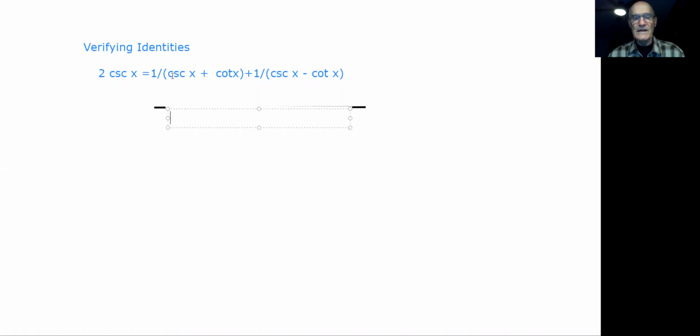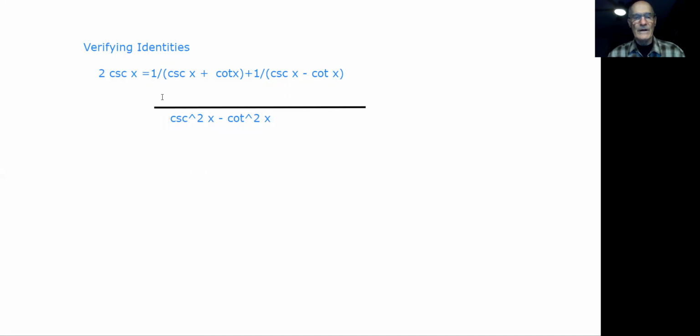Now you remember, anytime you see something like cosecant x plus cotangent x and cosecant x minus cotangent x, that's the difference of squares factoring. So what we're going to end up with on the bottom here is cosecant squared x minus cotangent squared x. Okay, that's what the bottom is going to be.